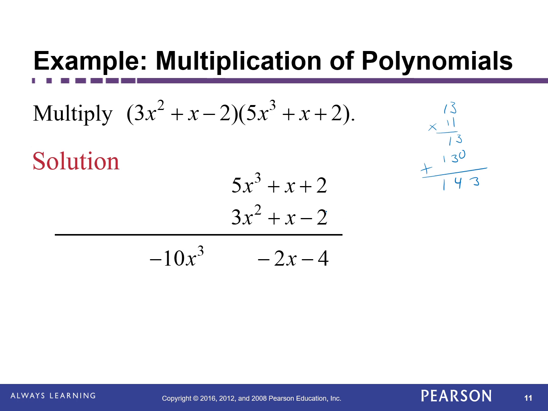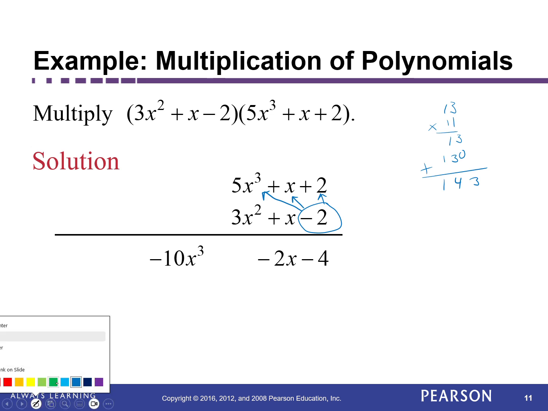I'm basically taking this negative 2 here to start with, and I'm multiplying it times 2. Negative 2 times 2 is negative 4. And then I'm going to multiply it times x, which is negative 2x, and I'm going to multiply it times 5x to the third, which is negative 10x to the third. Okay, and then after that, I'll change colors on my pen.